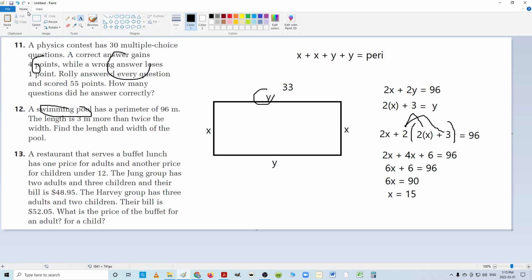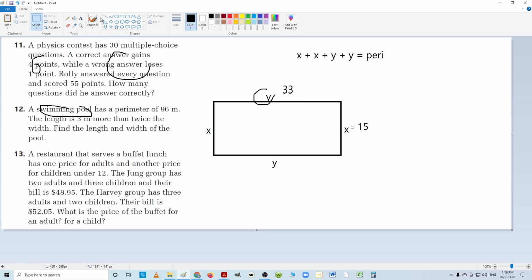And then you just got to go back and plug your 15 into your easiest equation, which is probably the perimeter one, and solve for y. But you're going to discover it's the same thing. You're going to get 15 and 33. And actually that substitution wasn't too bad. Just some people have trouble with this.